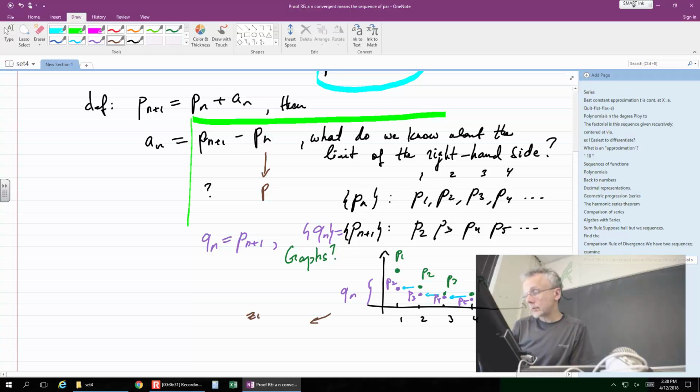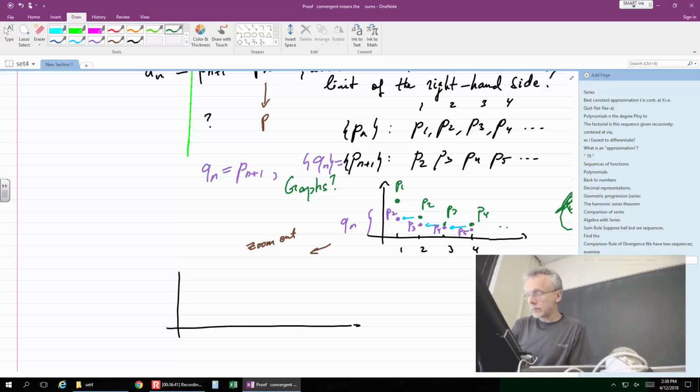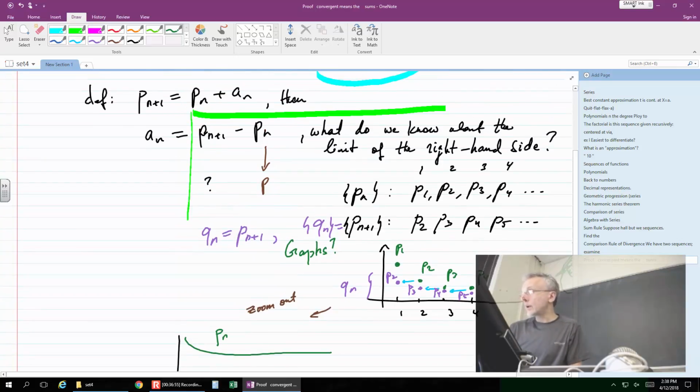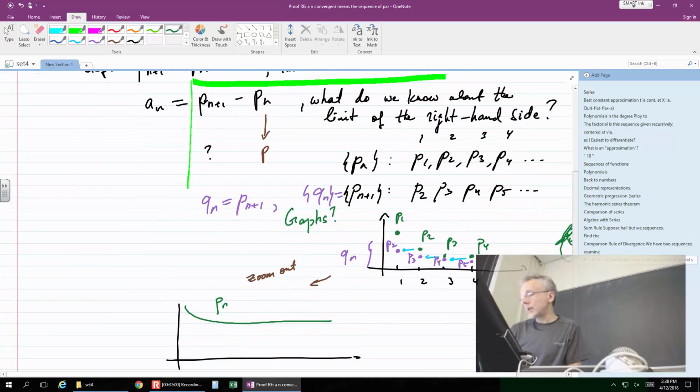So let's zoom out. This is my Pn. Zoom out, so those points will be so close to each other that, well, I don't want to assume anything specific about it. This is my Pn, and we know that there is a convergence to P. So in other words, there is like an asymptote, and this is y equal P.